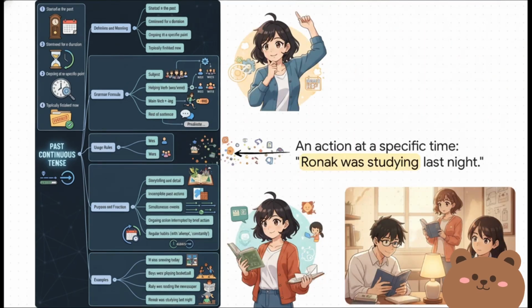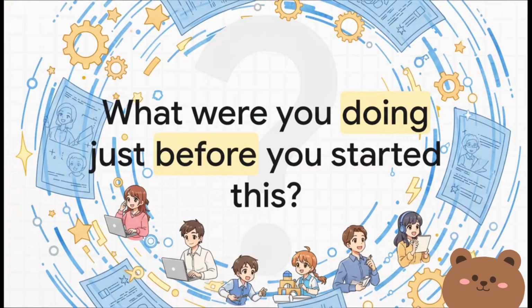And last one, linking an ongoing action to a specific time. Ronak was studying last night. Hey, that sounds familiar, doesn't it? It's just like the question I asked you at the very beginning of all this. So there you have it. It's a storytelling tool, and now it's your tool. You have the blueprint, and you know its three main superpowers. So I'm going to ask you one last time. What were you doing just before you started this explainer? Go ahead, think of your answer, because now you know exactly how to say it.